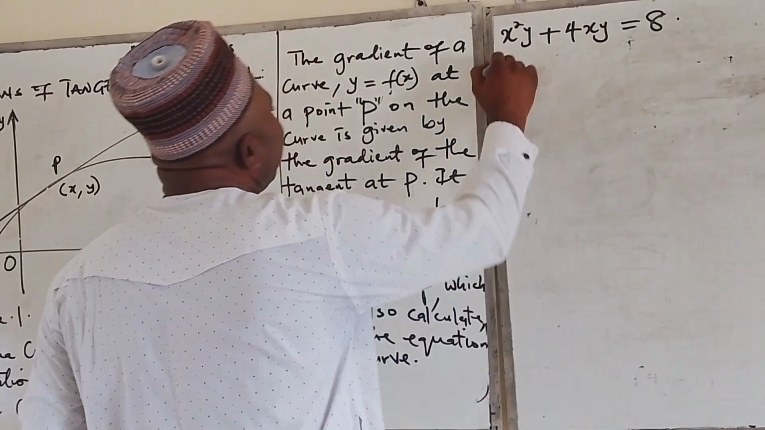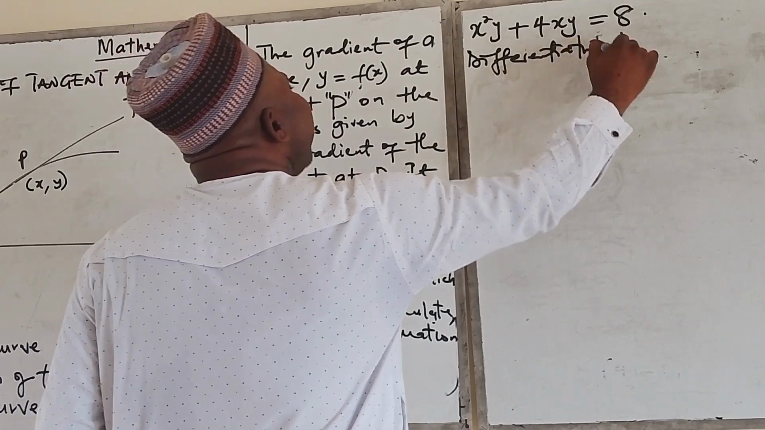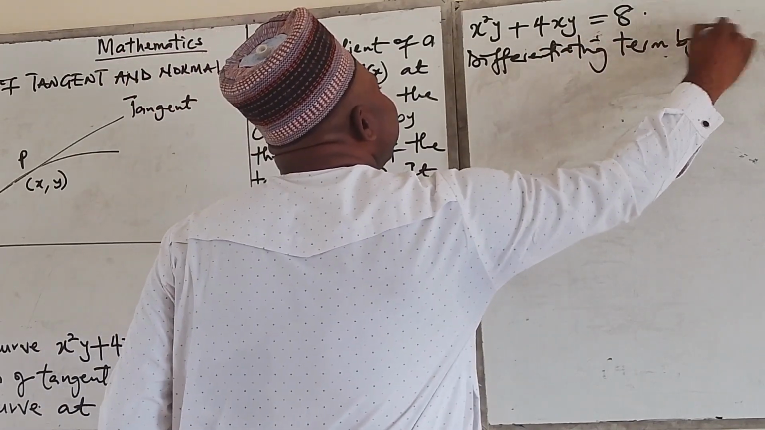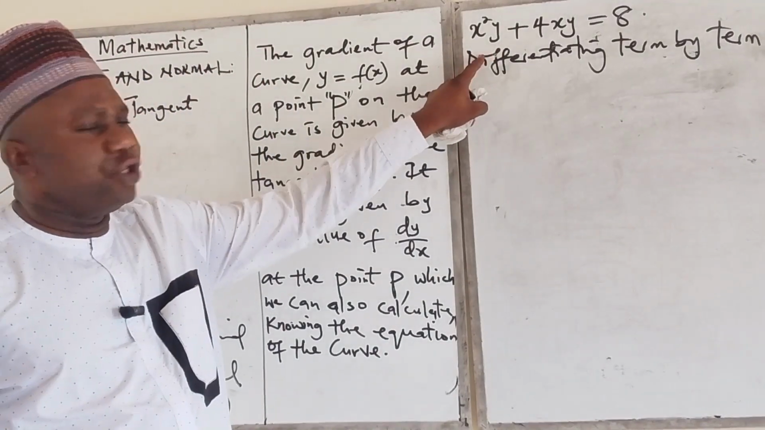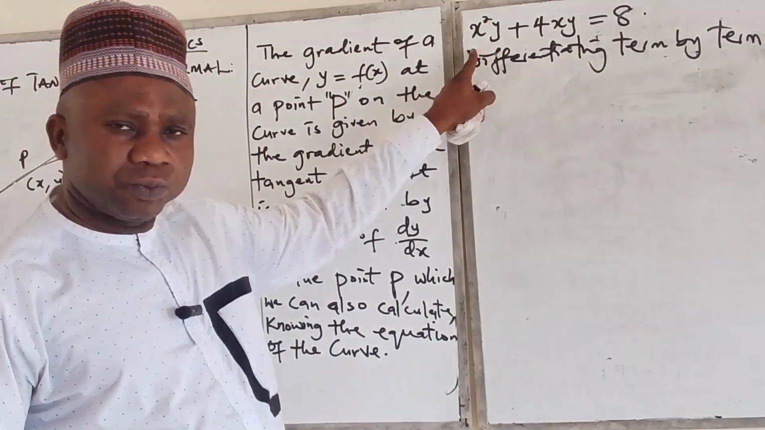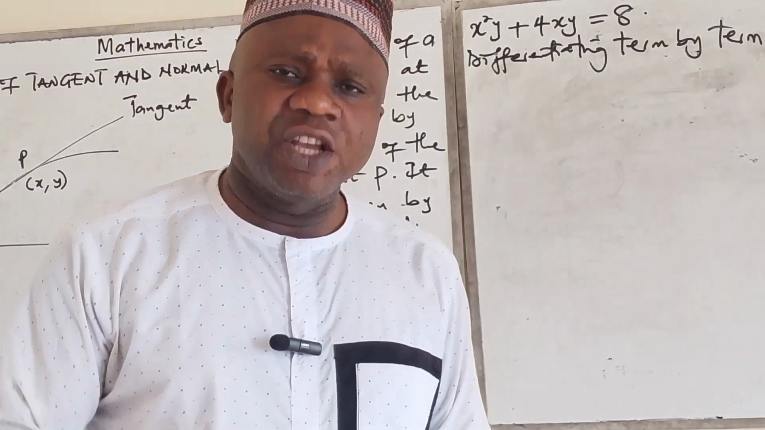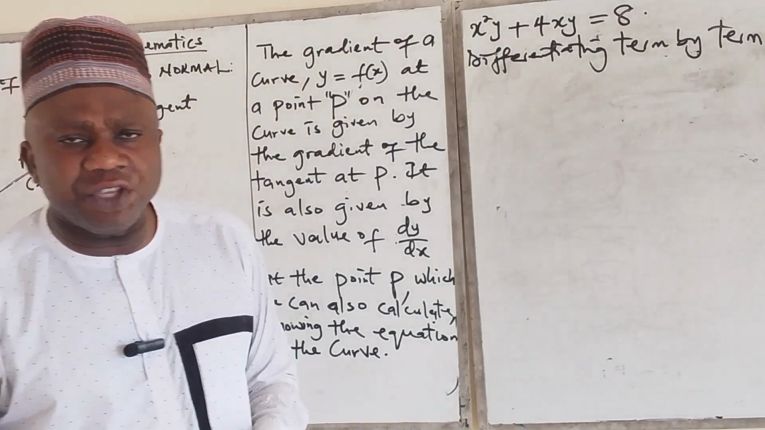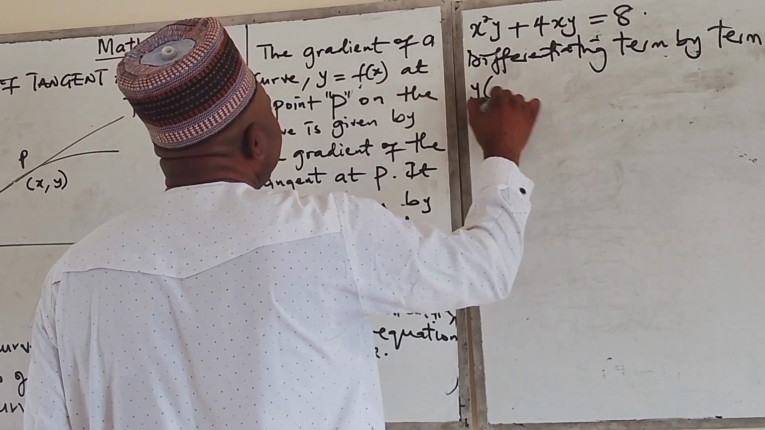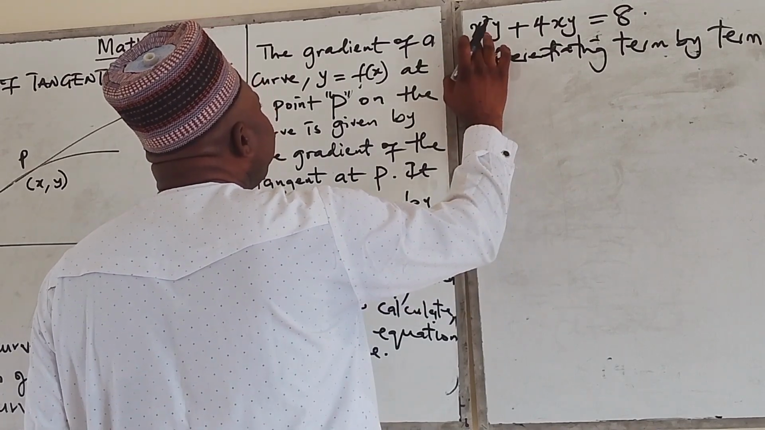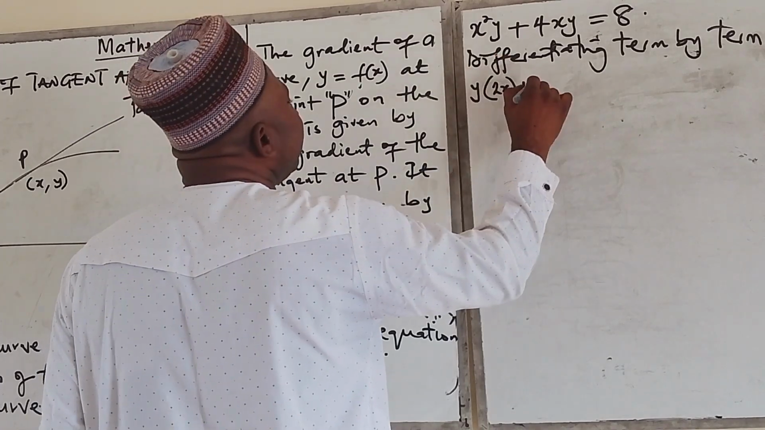So here we are going to differentiate term by term. Because this is a product of two functions, we are going to apply the product rule. Remember for the product rule, we said if y is equal to uv, then dy over dx is v du over dx plus u dv over dx. So here we pick our v, which is y. When you differentiate x squared, it gives 2x. Then plus, you pick your u, which is x squared.